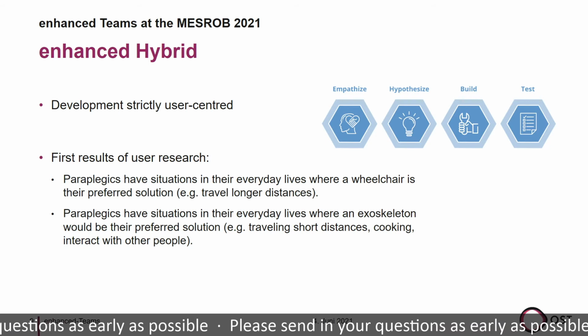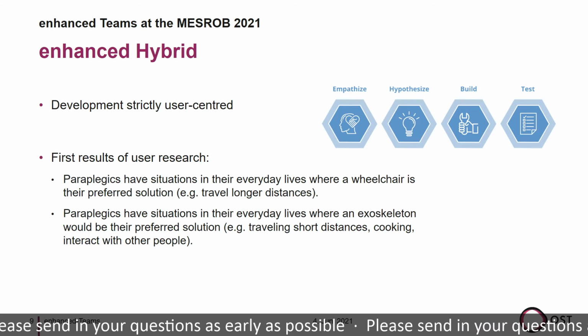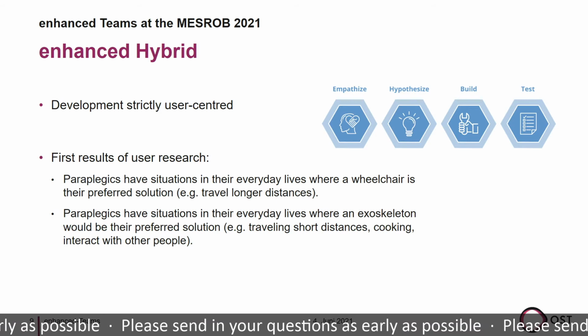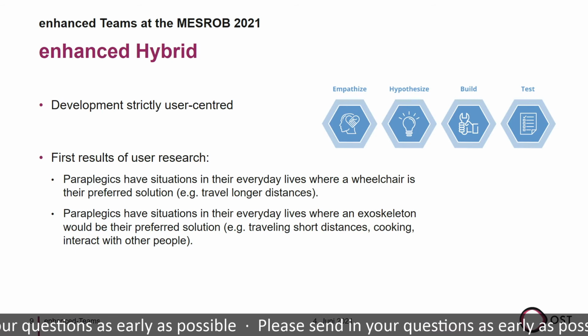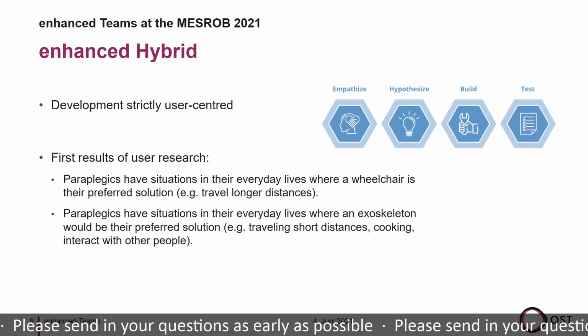Basically, it's always similar. We do have 4 steps. We empathize with the users. We hypothesize how we could solve their problems. We build something and then we do test very early. And what you see here is basically the double diamond of design thinking as well. These 4 steps are iterated in very small rounds, very quickly.